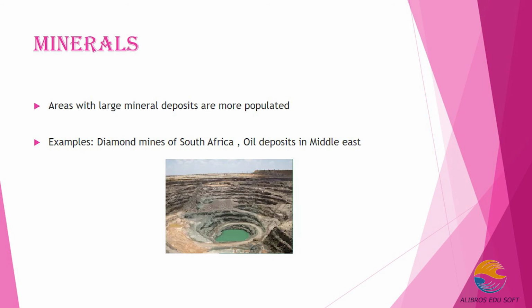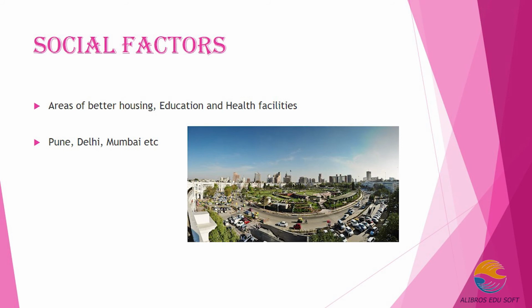Next factor is minerals. The areas with large amounts of mineral deposits are more populated. We have some examples like the diamond mines of South Africa, as I said in the beginning of the chapter, and the discovery of oil in the Middle East led to the settling of people in these areas. So, the presence of minerals in different regions of the world is also an important geographical feature.